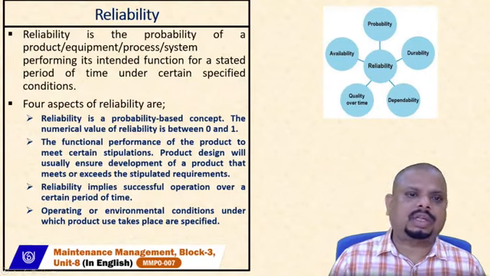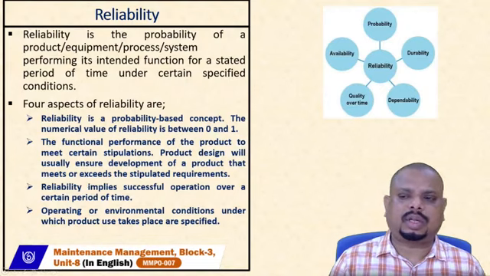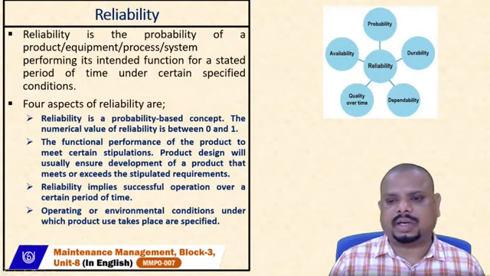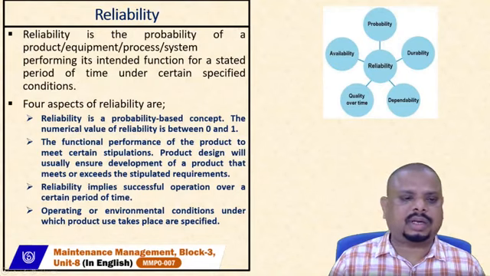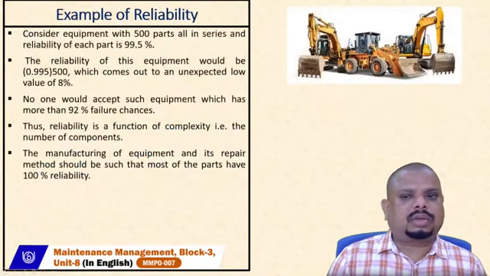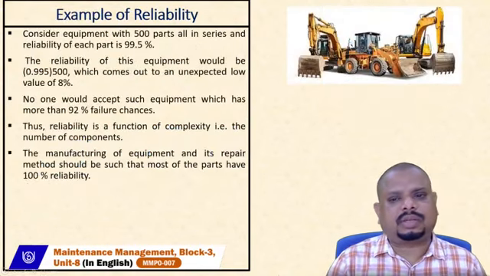I repeat, reliability is the probability of a product, equipment, process or system performing its intended function for a stated period of time under certain specified conditions. So here specified condition means the operating condition of that particular machine. Moving to the next one, let's take an example of reliability.